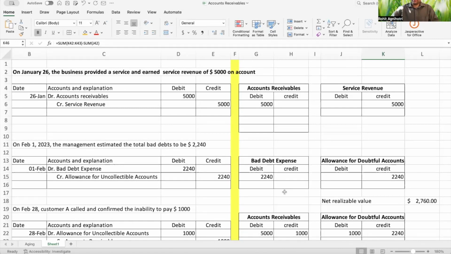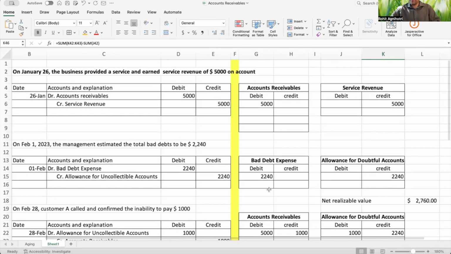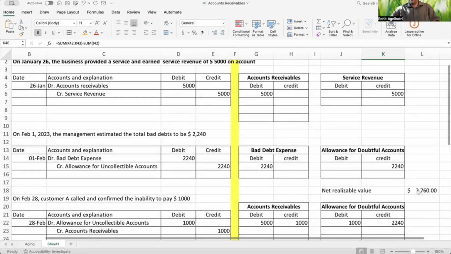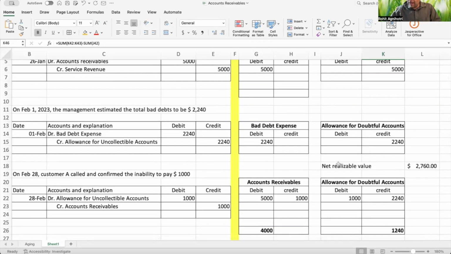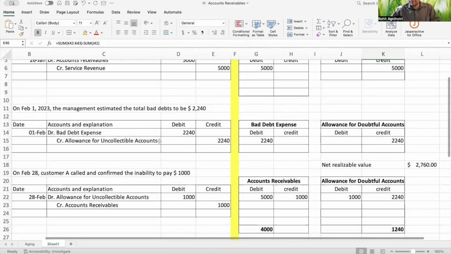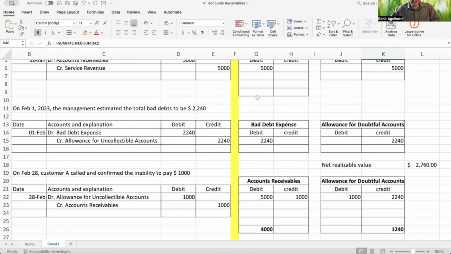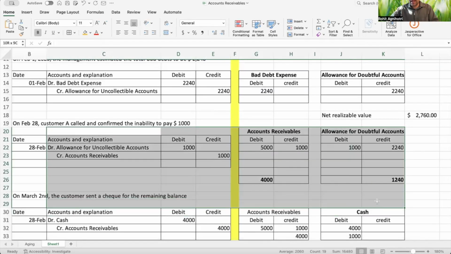Okay, this was an example. So this customer had told you, I'm not going to pay you $1,000, so you made some adjustments. We learned how to calculate our net realizable value, which is basically your accounts receivable balance minus your allowance for doubtful accounts balance. We learned different journal entries: how to report your allowance, and how to report if somebody is definitely not paying you. So what do you do in that case? This particular example was that.